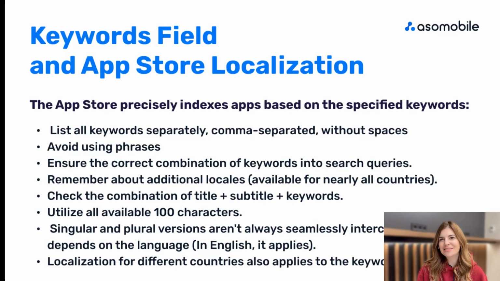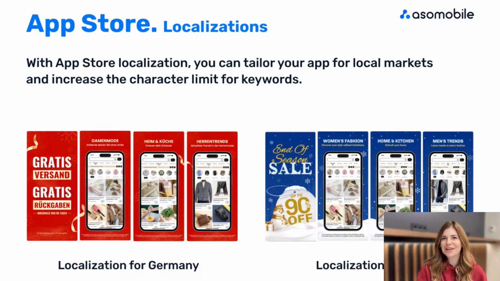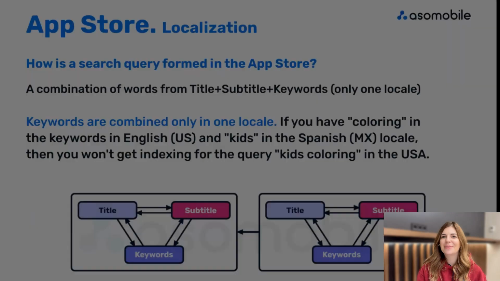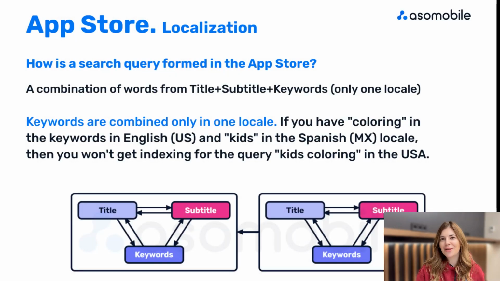Now let's move on to ASO life hacks. App Store localization isn't just translating your app. It's about customizing your app's metadata to resonate with various local markets. This strategy not only makes your app appealing to a global audience, but also provides extra space for keywords, enhancing your app's visibility. For those specializing in ASO, leveraging localization is a crucial strategy. By utilizing extra locales, you can greatly enhance your app's presence in various search queries.